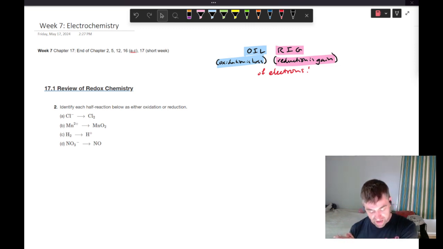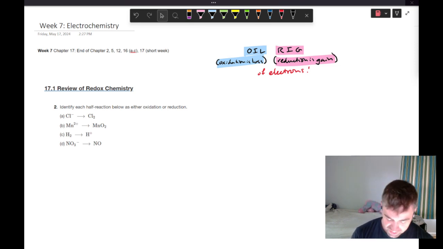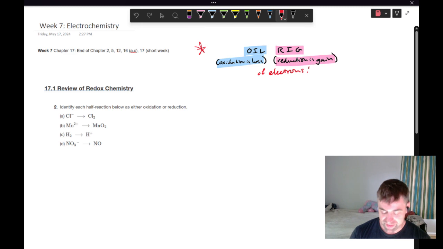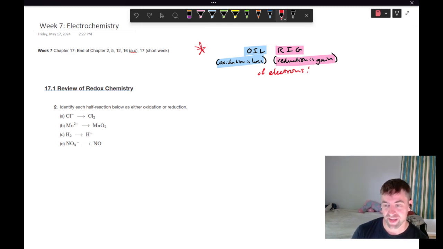Identify each half reaction below as either oxidation or reduction. So I've written a little mnemonic up here, and that is OIL RIG. You may also have heard LEO GER, and this is just a simple way of keeping track of where oxidation and reduction are happening in these half reactions. Oxidation is loss of electrons, and reduction is gain of electrons. Whatever mnemonic you use is great. We'll have another one a little bit later.